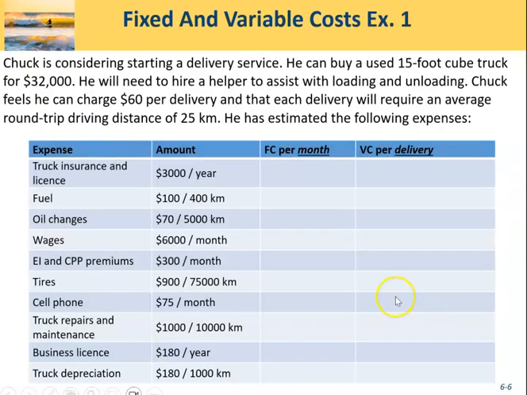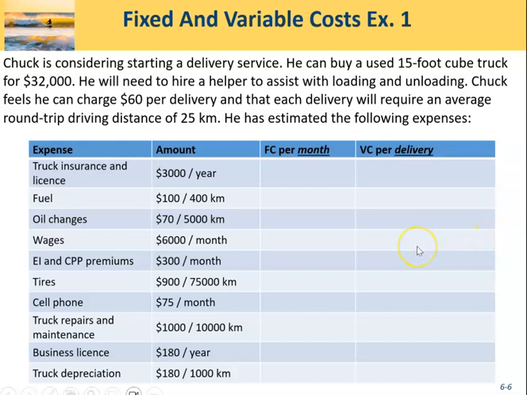Okay. So here's an example of fixed and variable costs. Chuck is considering starting a delivery service. He can buy a used 15-foot cube truck for $32,000. Okay. He will need to hire a helper to assist with loading and unloading.